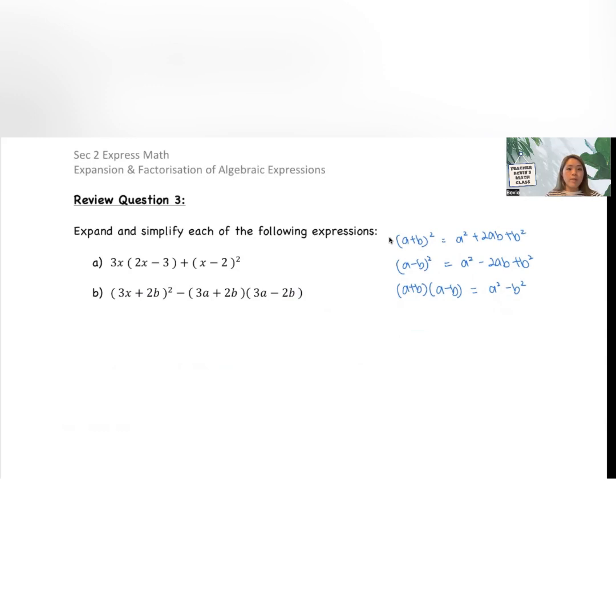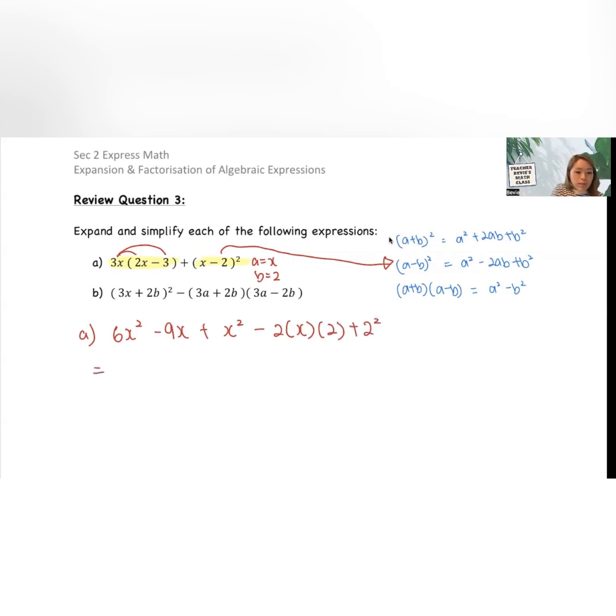So 3x(2x minus 3), basically this front portion is a simple expansion, which is just bringing my 3x into every single term in the bracket. And that gives me 6x squared minus 9x. However, as for the second portion, can you identify that this is actually a special identity? (x minus 2) squared, I'm using this special product over here. In this case, a equals x, b equals 2. So that gives me x squared minus 2ab plus b squared.